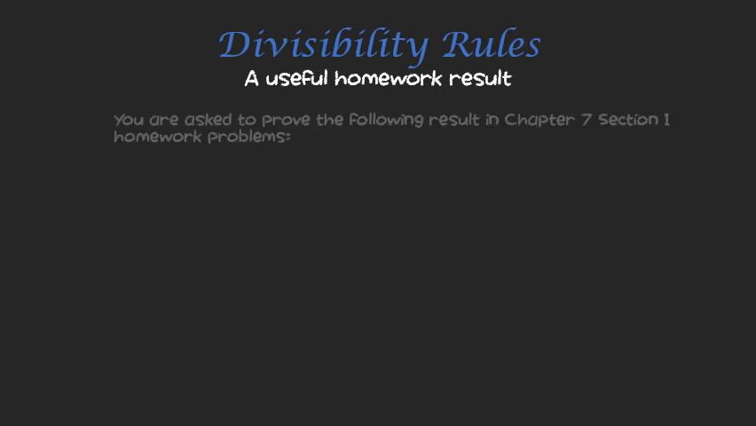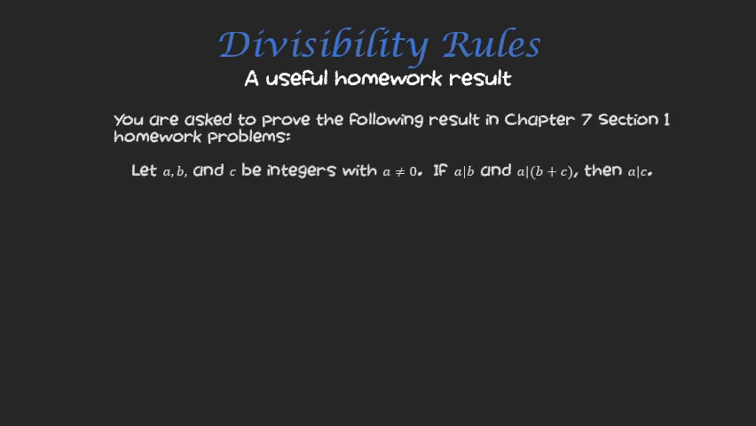The idea is to take that result, that idea that we can express a positive integer in that way, and combine it with a couple of laws of divisibility that we've been looking at in section 7.1. You're asked to prove this result in the homework, chapter 7, section 1. Let a, b, and c be integers with a not equal to 0. If a divides b and a divides b plus c, then a divides c.